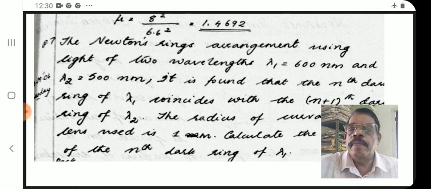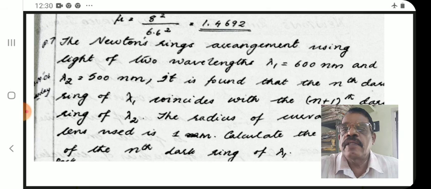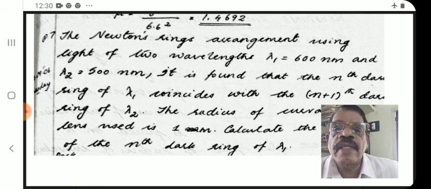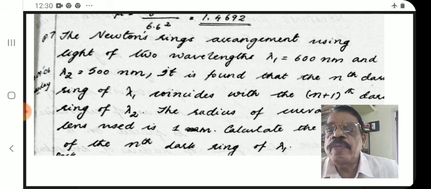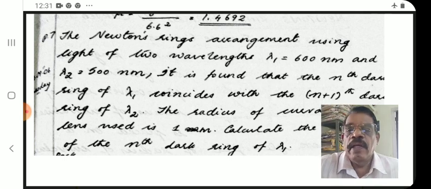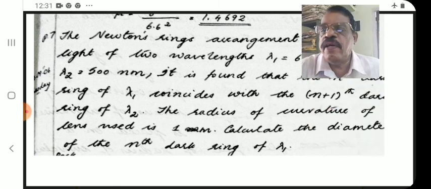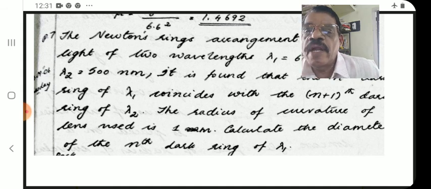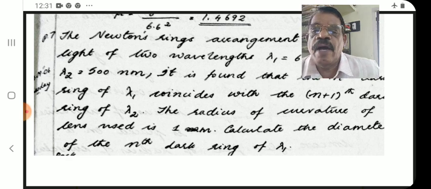Next problem. In a Newton's rings arrangement using light of two wavelengths, lambda 1 is 600 nanometer and lambda 2 is 500 nanometer, it is found that the nth dark ring of lambda 1 coincides with the n plus 1th dark ring of lambda 2. The radius of curvature of the lens used is 1 meter, not a millimeter. Calculate the diameter of the nth dark ring of lambda 1.